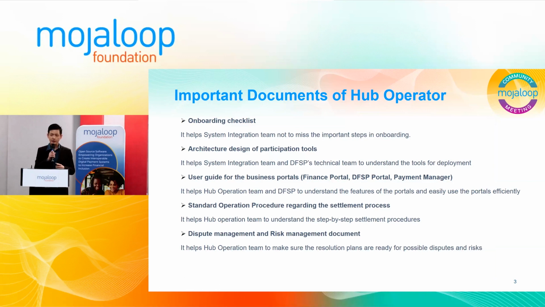The third is for all the business models, like the finance model, the FSP model, and the payment manager. Users who will use these business models should have proper guidelines for all these things. The next important thing, of course, for Mojaloop is settlement. They have to understand the settlement process and what steps are involved in it, so this is another important procedure for us. And last but not least is the dispute and risk management document that we have already prepared. We also prepare documents like fraud management, but we consider this file a major important document for a hub operator. So can you go next?